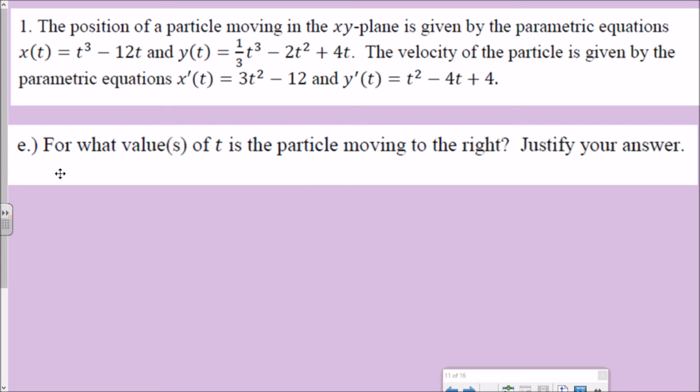So I'm going to say 0 is equal to 3t squared minus 12. And of course, we already know the solutions for that are t is equal to plus or minus 2, so negative 2 and positive 2. So now, if we want to know whether it's moving right or moving left, we're going to have to do the sign analysis again. So I'm going to set it up.